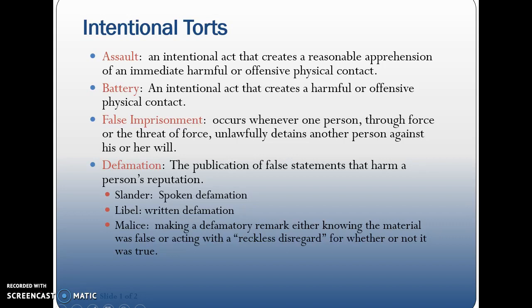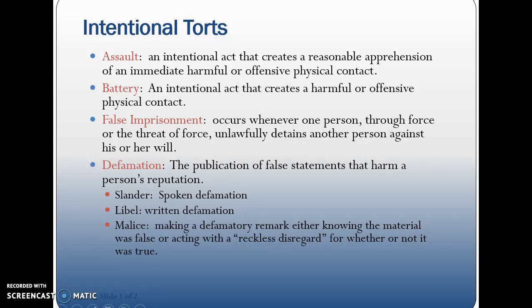But on the civil side, assault and battery are two separate torts. The assault is the intentional act that creates the reasonable fear that one will suffer harmful or offensive conduct. So that's the threat. The assault is the threat. The battery is the intentional act, the harmful or offensive, unwanted contact.